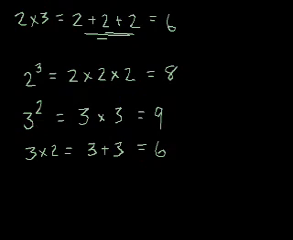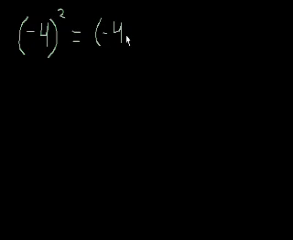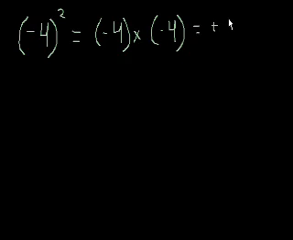Let's do some more problems. If I were to tell you negative 4 squared, once again, that's the same thing as negative 4 times negative 4. Well, we learned from multiplying negative numbers that a negative times a negative is a positive, and then it's 4 times 4. Well, this equals positive 16. You don't have to write the positive. I'm just doing that for emphasis.